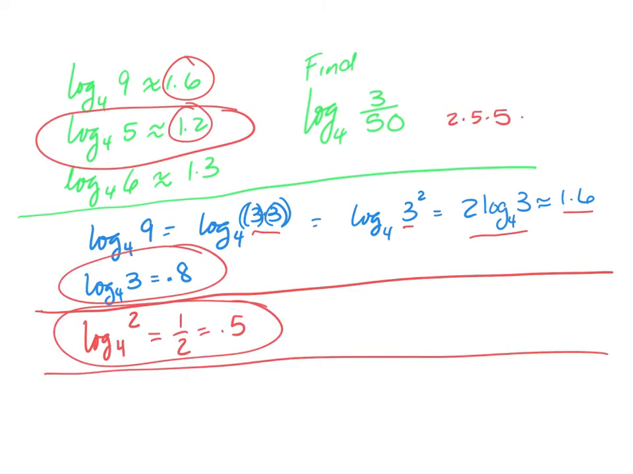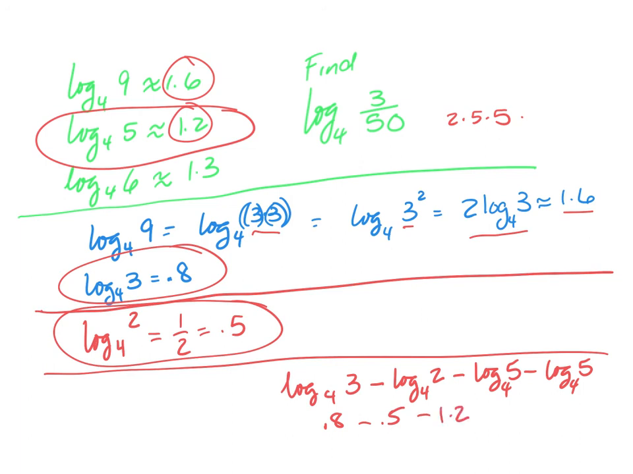When we're setting this up, this is going to be the log base 4 of 3 minus the log base 4 of 2 minus the log base 4 of 5 minus the log base 4 of 5, because 50 is 2 times 5 times 5. And do we have the log base 4 of 3? 0.8. Do we have the log base 4 of 2? Minus 1/2, 0.5. And then the log base 4 of 5, minus 1.2, minus 1.2. And the answer is whatever the answer is.